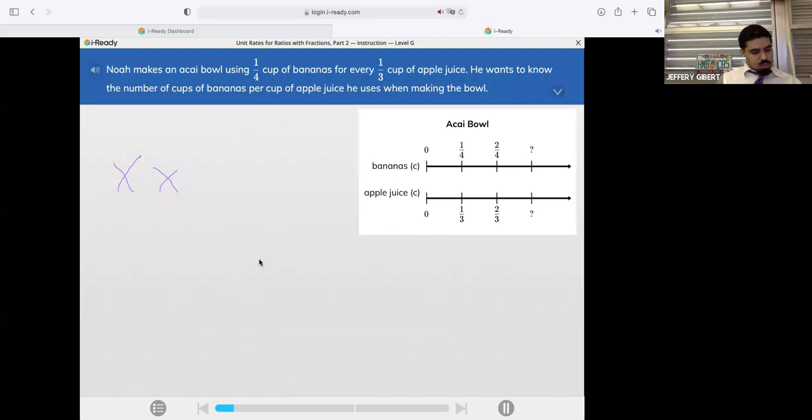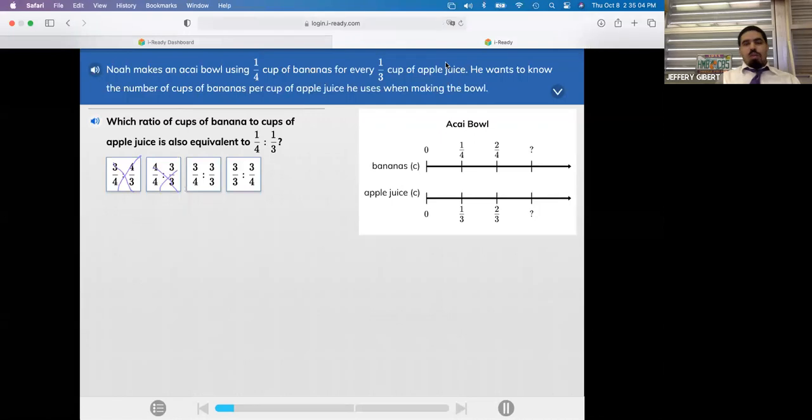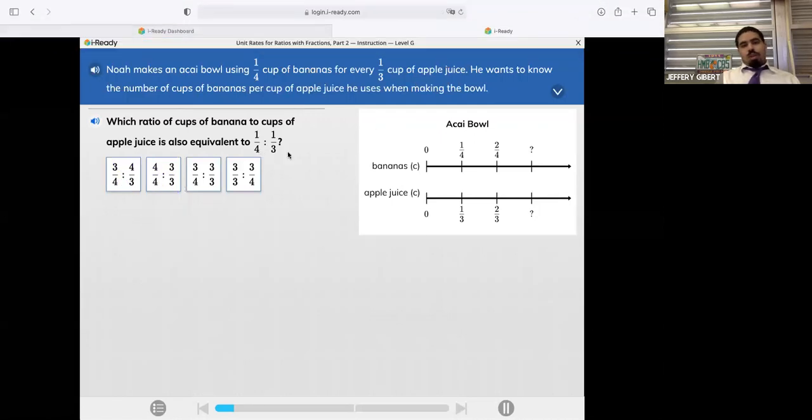Let's continue building the double number line. Which ratio of cups of banana to cups of apple juice is also equivalent to 1/4 to 1/3? All right, remember, denominators need to stay the same. So 4, 3, 4, 3, 4, 3. Oh, this one's not good. It's 3, 4.